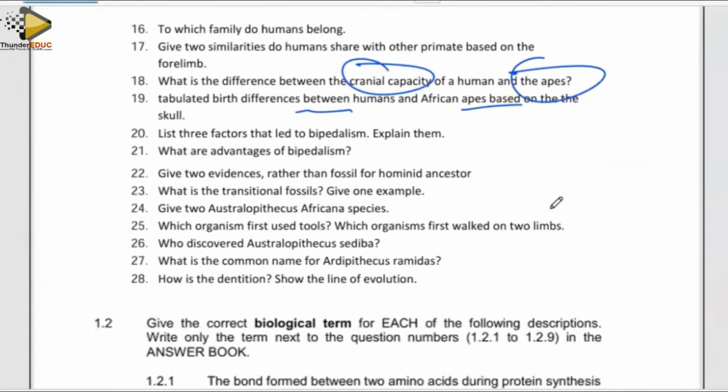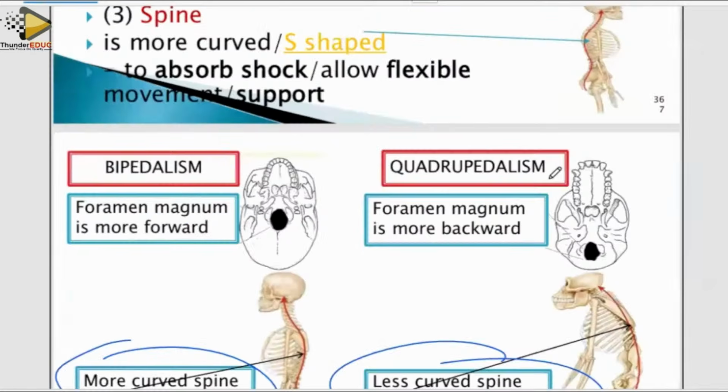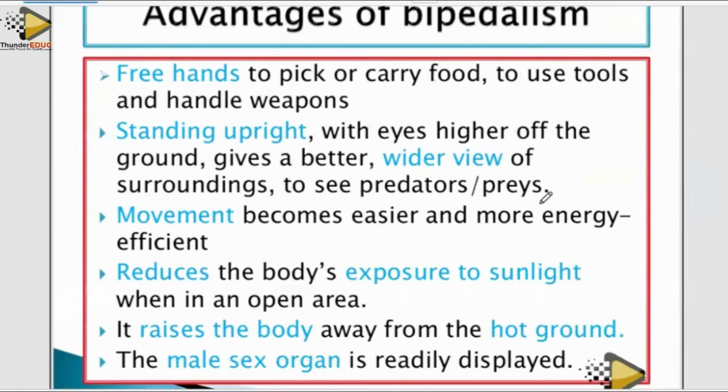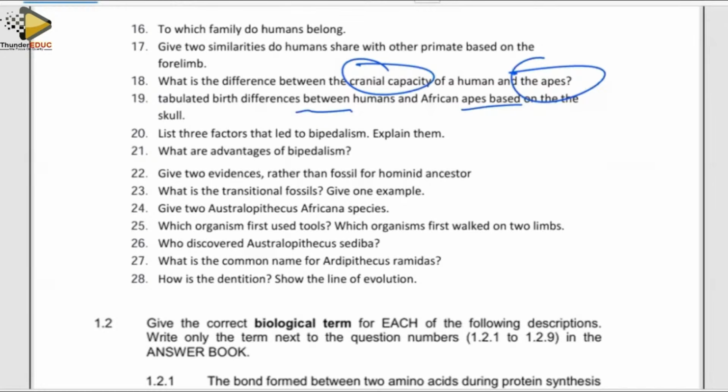Three factors that lead to bipedalism: shape of the spine, pelvic girdle, and position of the foramen magnum. Advantages: your body is lifted from the ground, you're able to see far, and you're able to carry things because the hands are free, maybe weapons and stuff. Movement becomes easier. So those are the advantages of bipedalism.